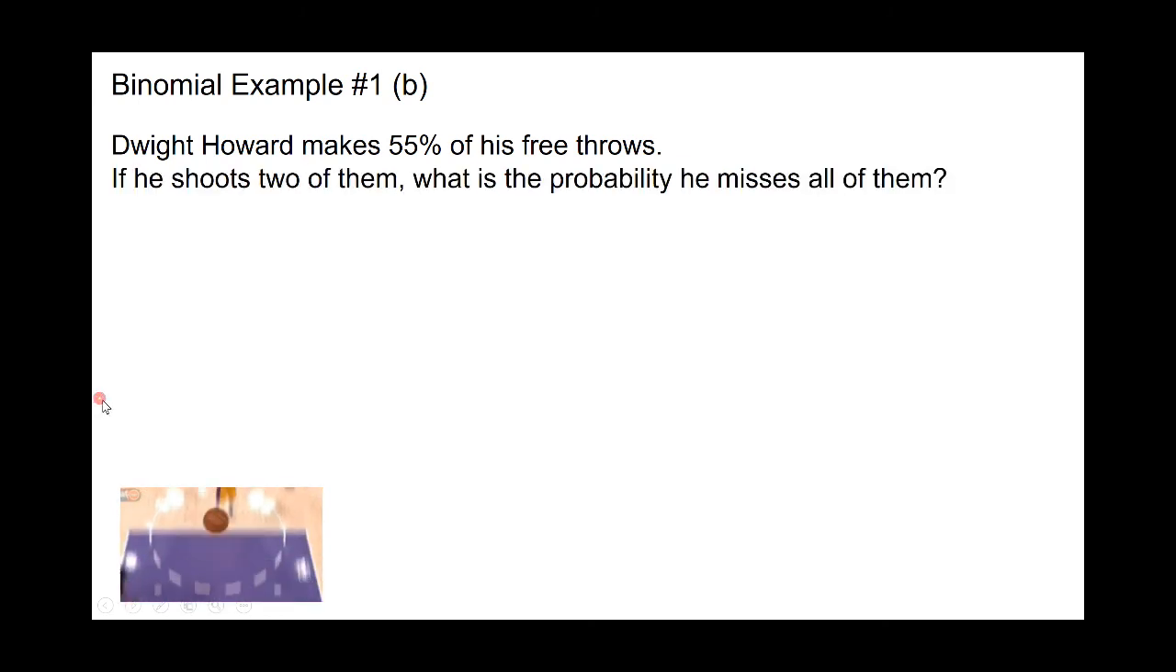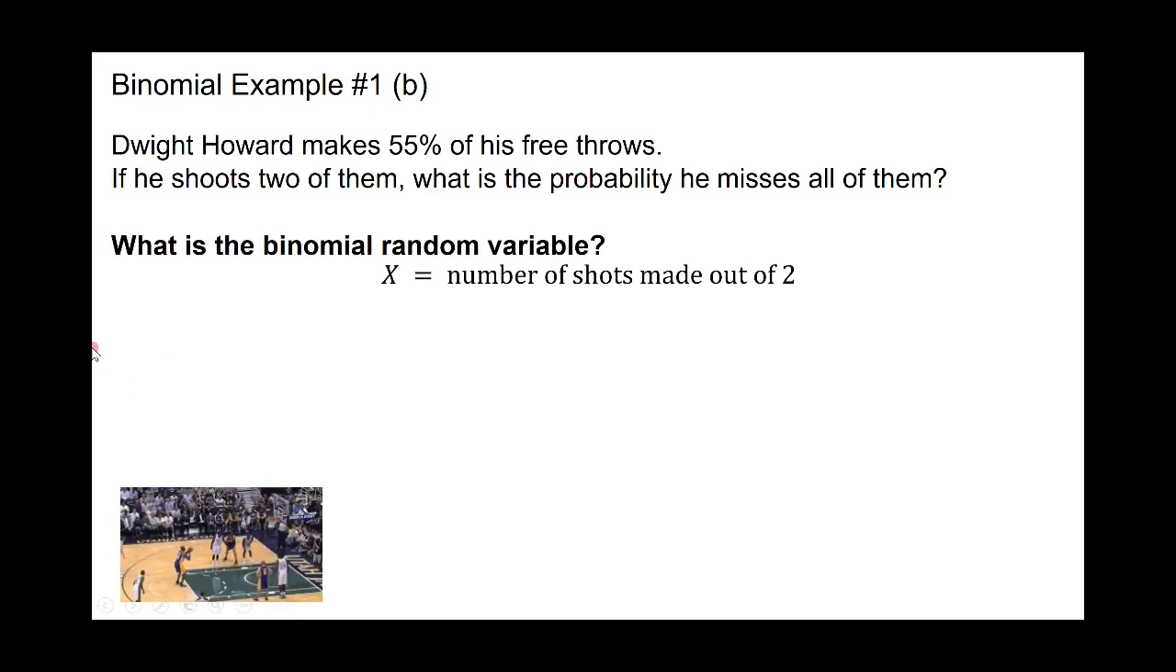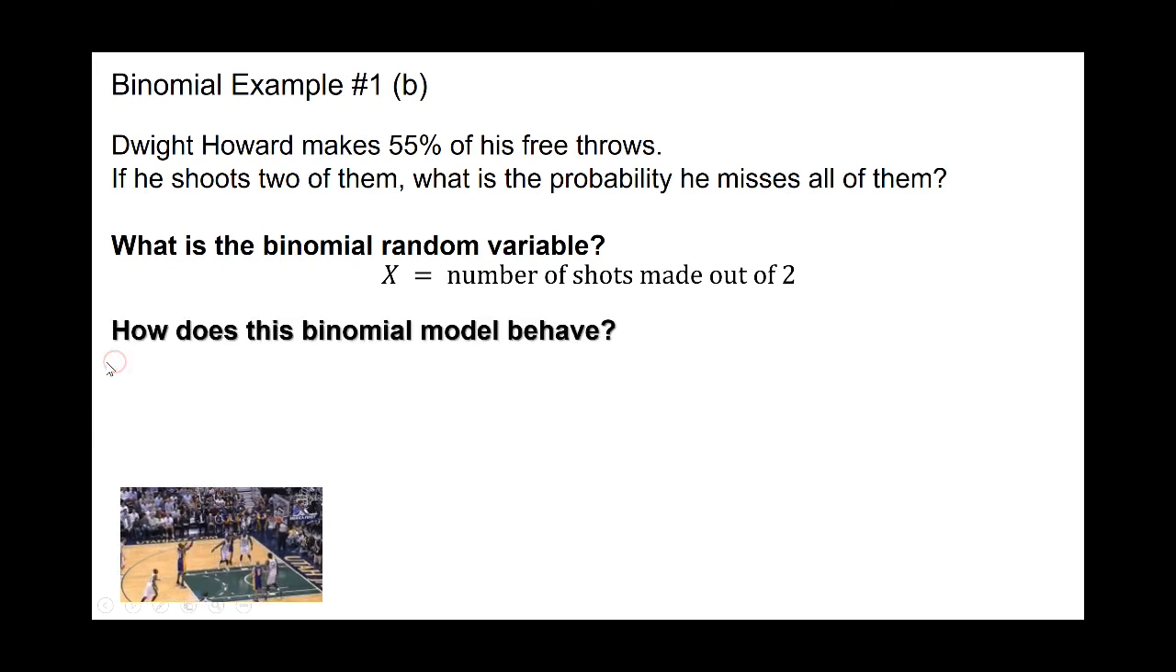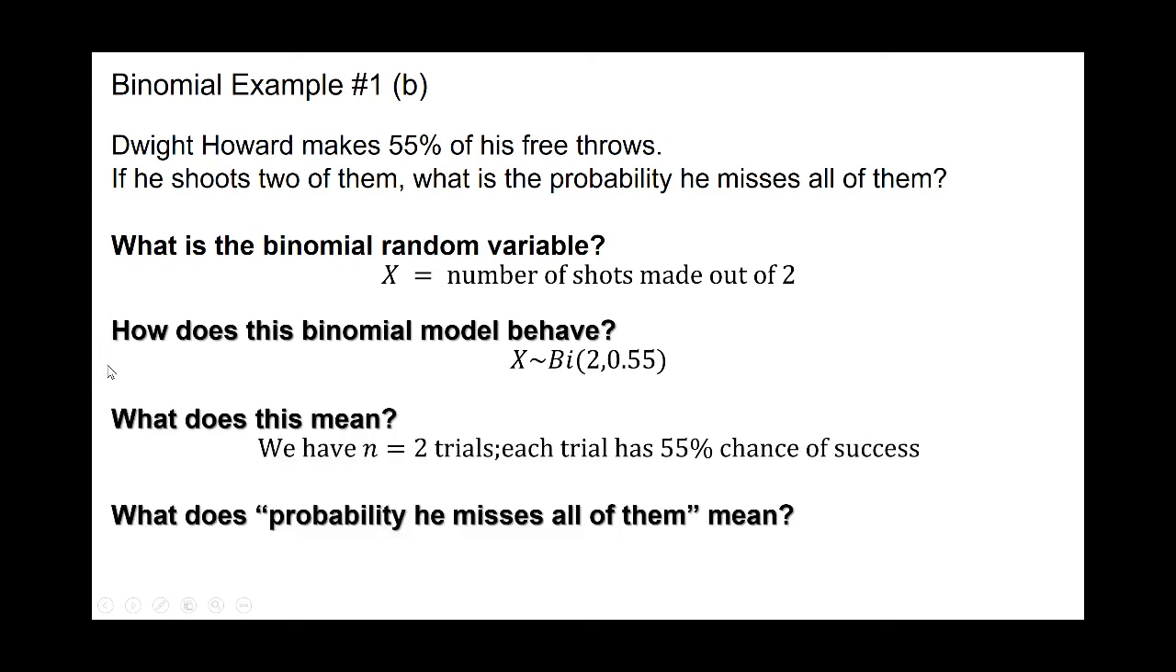In part B, now we want to know, if he shoots 2 of them, what is the probability he misses all of them? So what is the binomial random variable here? And the answer is, it's the number of shots made out of 2. How does the model behave? The same way as before. What does this mean? The same thing that it meant before. The question is now, what is the probability he misses all of them instead of making all of them?